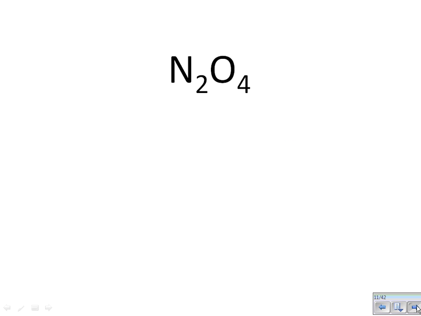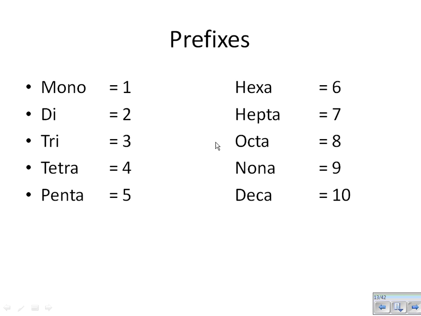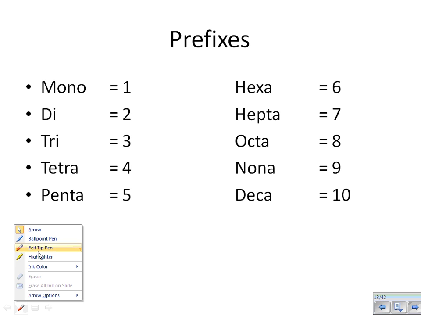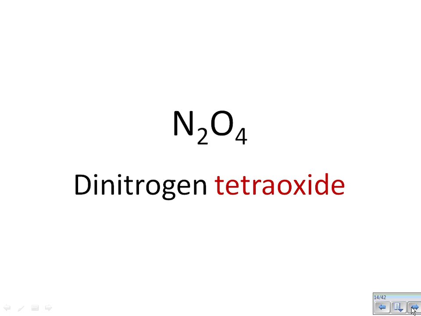Let's take a look. We've got 2 nitrogen atoms and 4 oxygen atoms. So we're going to use the prefix 2 for di in front of the nitrogen, and tetra, 4, in front of the oxygen. All right, so if we put it together, dinitrogen tetraoxide.